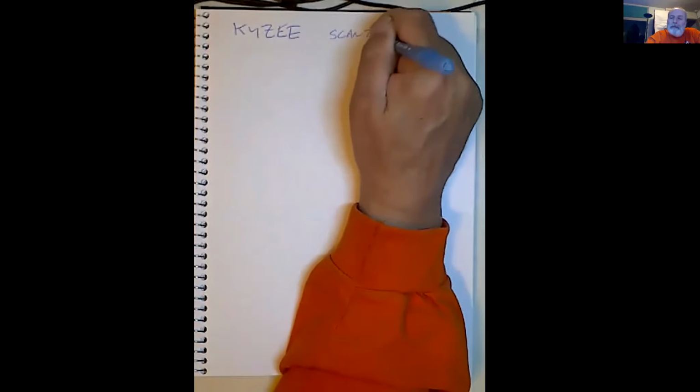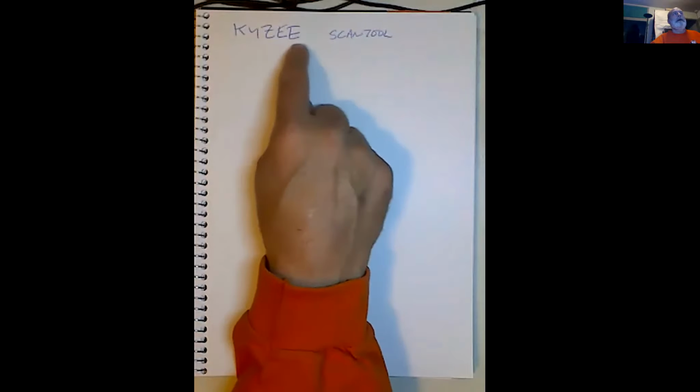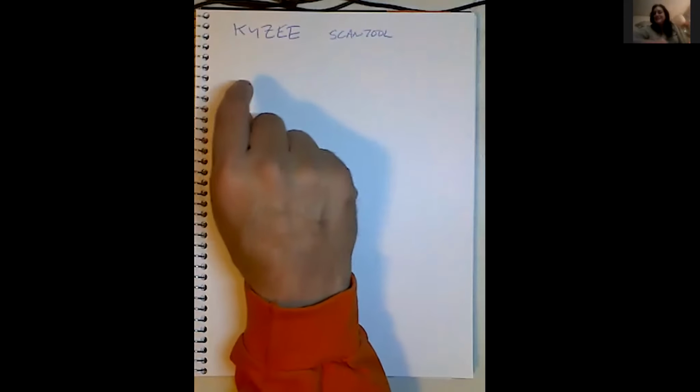Okay. We were talking in Zoom earlier this morning about what scan tool to buy. And I like the Kyzee a lot. K-Y-Z-E-E. I get them off of Amazon. But the problem is, guess how long it takes to get it now? A month? Yeah, it's like April 30th. Months. I like it, though.